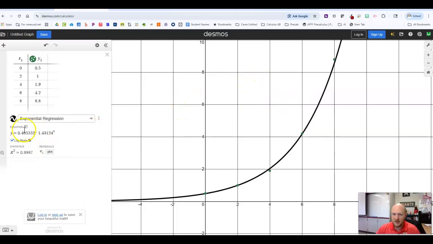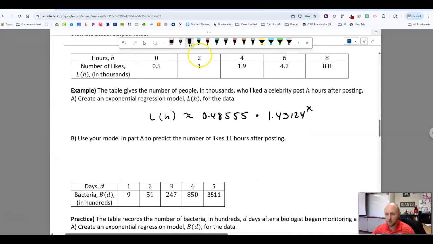Now, this equation is right here, so I can go ahead and write this equation down. So L of H is approximately 0.48555. I always like to use 5 decimal places in things like this, 43124, but I think you might be fine with 3 decimal places for a final answer. There's my regression.